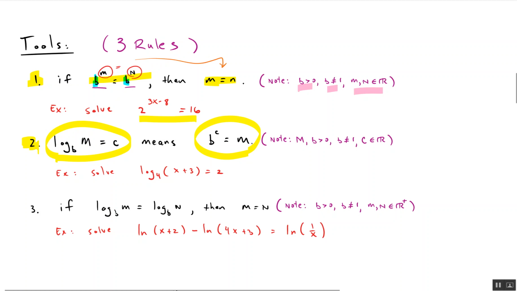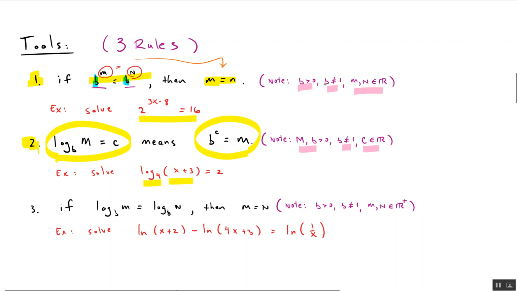An example of a logarithmic equation that we could use this tool to solve is log base 4 of (x plus 3) equals 2. And we'll do that example a little bit later. Also, as a side note, in this definition, m and b are positive, meaning greater than 0. b cannot equal 1, and c is a real number.